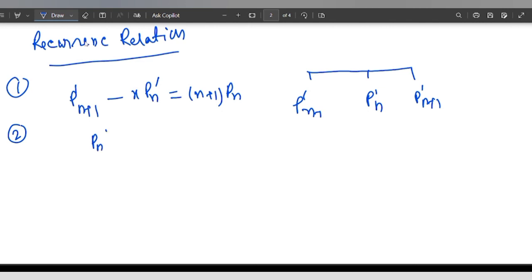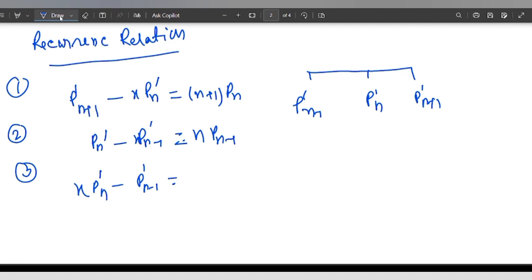Similar process if we draw p of n dash minus p of n minus 1 dash. Here the larger polynomial is n, and multiplying with x is the polynomial of p dash n minus 1. So we can write n of p n minus 1. Now we write this p dash n minus 1, and this is the x.